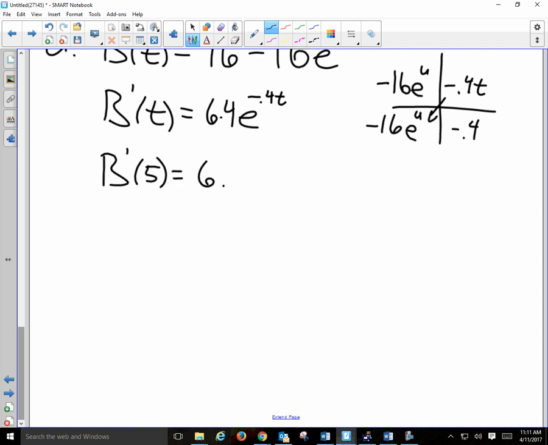So I will plug in 5. What's 0.4 times 5? 2. Ounces per minute.